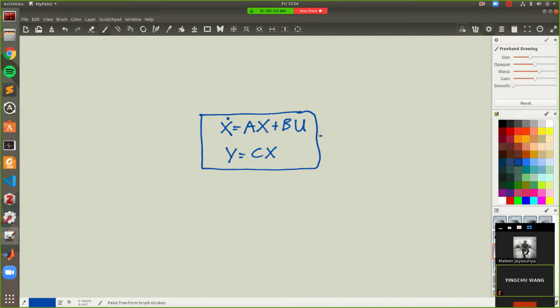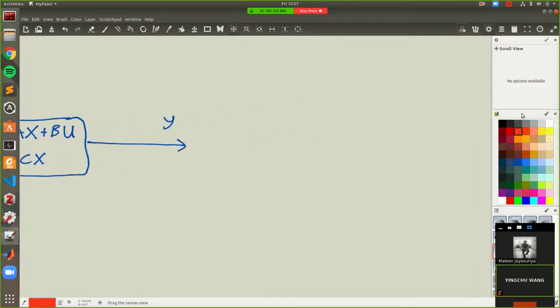So what that means is you have the output coming here, and some sort of input u coming here. So now we'll learn how to do control on this. There are different types of control techniques, and we're going to talk about closed loop control techniques.